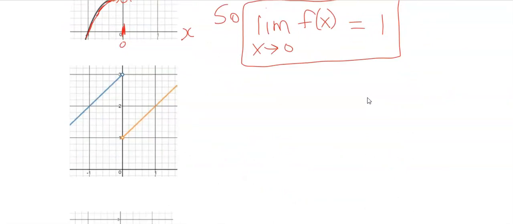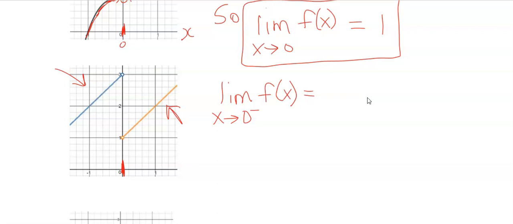Okay, let's try it for the second one. Right there. Here's my 0 again. There's x equals 0. The blue piece of the curve is to the left of 0, and this orange piece of the curve, actually they're lines, is to the right. Well, that's bigger than 0. So let me see. What's the limit as x approaches 0 from the left-hand side? So that would be the blue line of f of x.